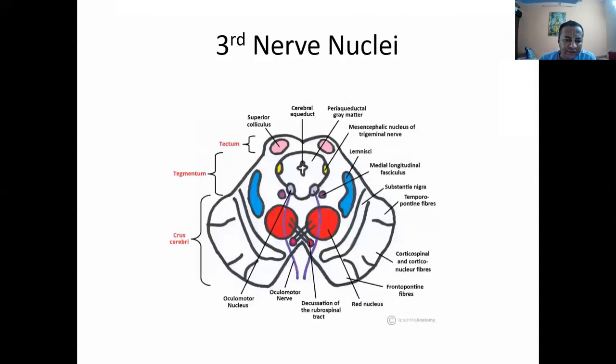So this is the location of the third nerve nucleus. It is at the level of the superior colliculus of the midbrain.